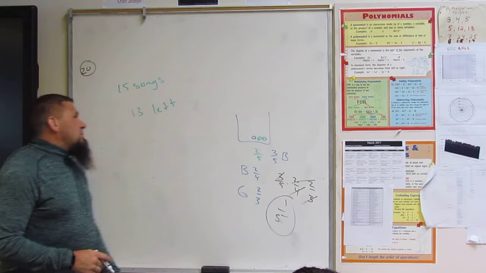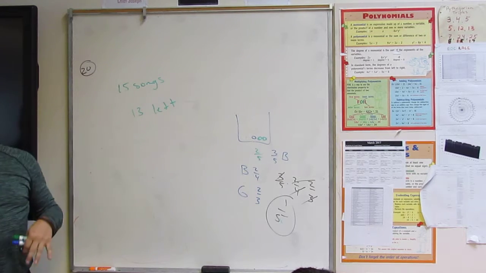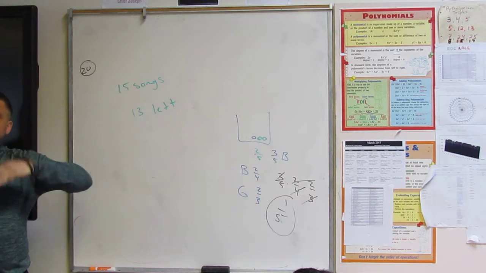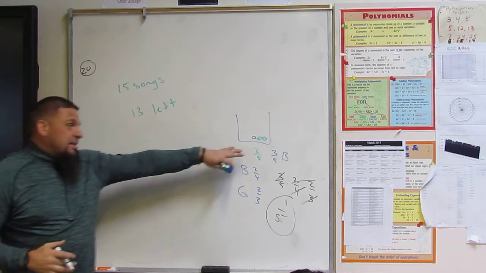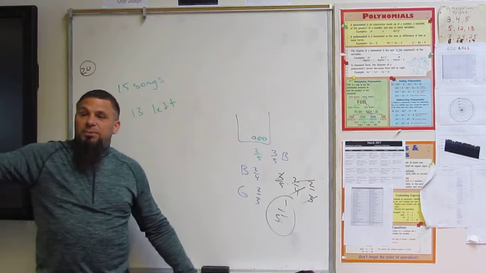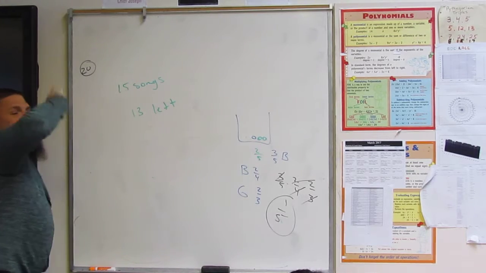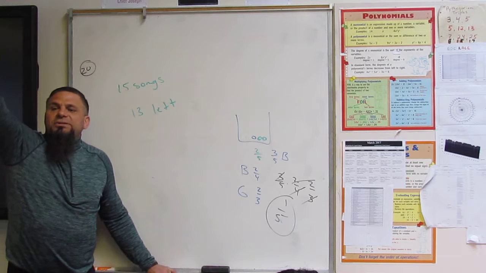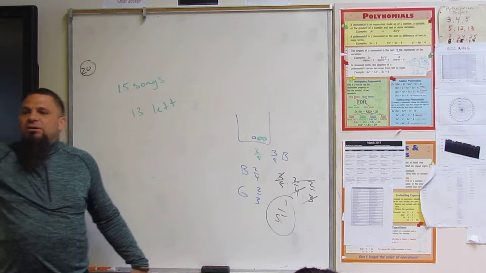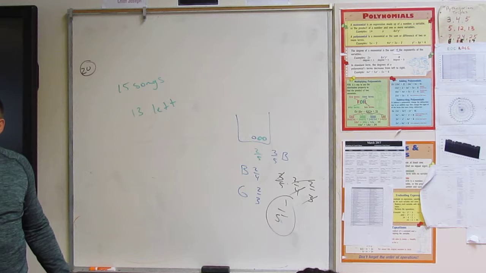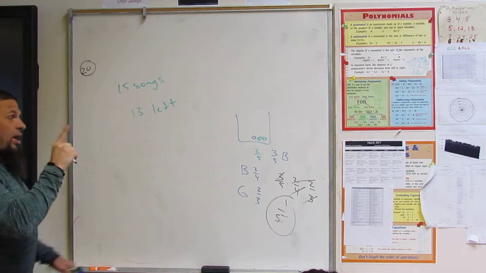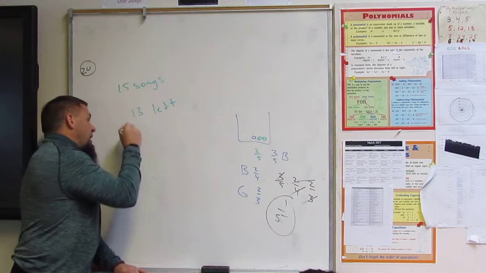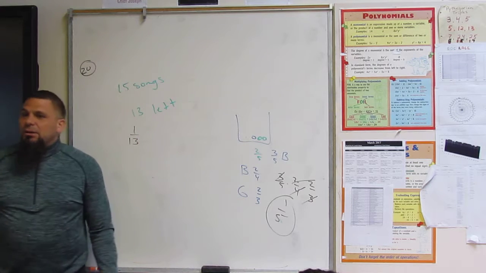But with the song list, nothing's being replaced, just like this hat. So we played 2 songs. They're gone. Now what they want to know is, what's the probability of playing your favorite song next? You only have 1 favorite song, so you got 1 out of 13.